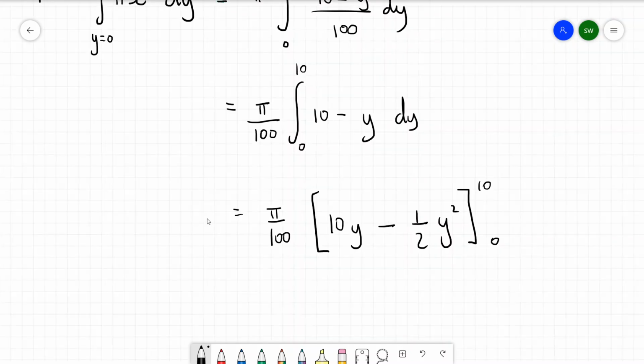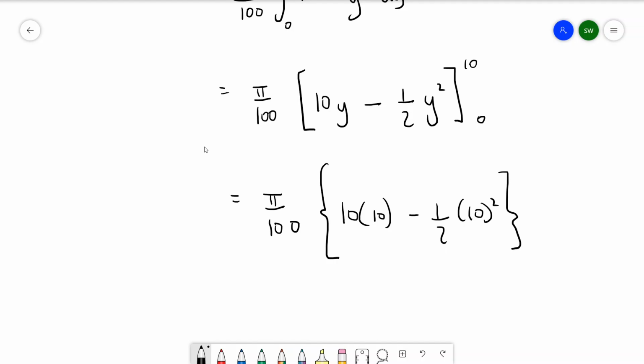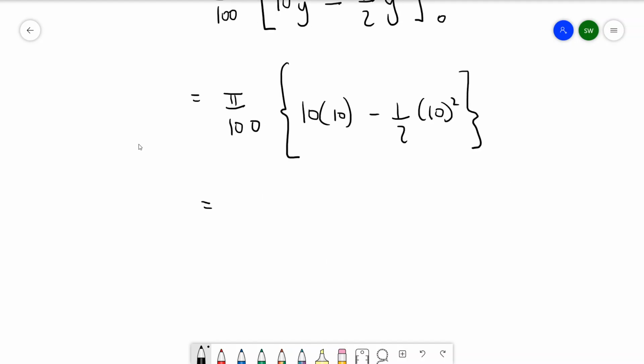And then finally, we can just sub in the top limit and sub in the bottom limit. So if we sub in the top limit, we're going to have 10 times 10 minus a half times 10 squared. And then we need to subtract what we get when we sub in y equals 0, but that's just going to be equal to 0, so we don't need to worry about that. So we're going to have pi over 100 multiplied by 50, which simplifies to a half pi.